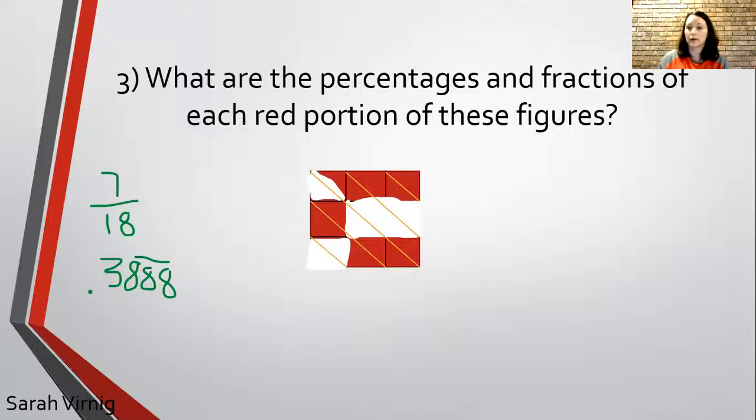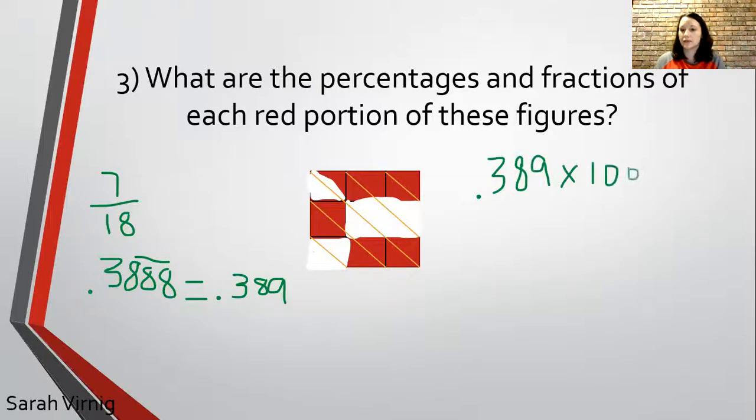So we round to 3 places, which would give us 0.389. Then we're going to multiply it by 100 to give us our percent of this figure. That's going to give us 38.9%. And that's equal to 7/18, which is how many we have shaded in this figure.